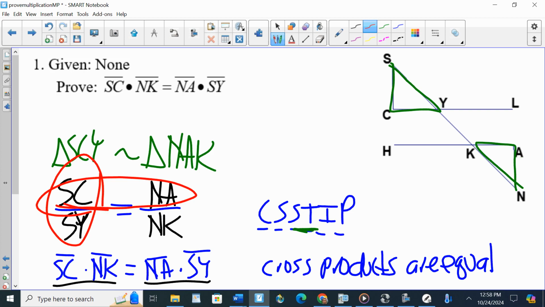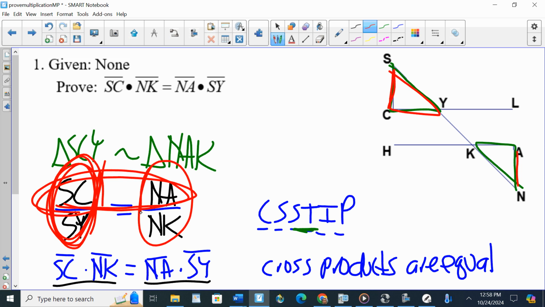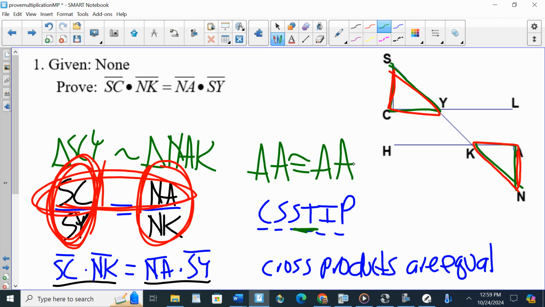So if I look, SC and NA are not sides, do not make up sides of a triangle. If I look the other way, SC and SY, SCY, yes, that's a triangle. NA and NK, NAK, yes, that's a triangle. So it's not going to always be as obvious what triangles I'm proving similar, so you may need to look horizontally and vertically in your proportion to determine them. The reason for the triangles being similar, always, always, always, is angle, angle is congruent to angle, angle.